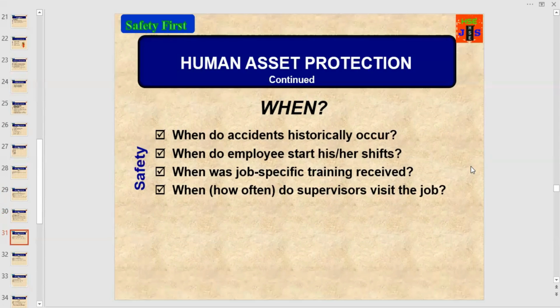Now, let us see where the word "when" will be used. When do accidents historically occur? When do employees start his or her shift? When was job-specific training received? When or how often do supervisors visit the job, the site area, or the workplace?